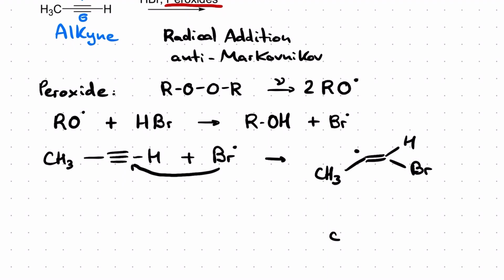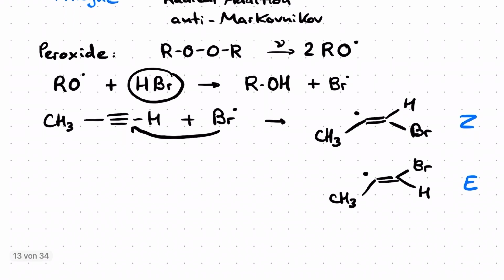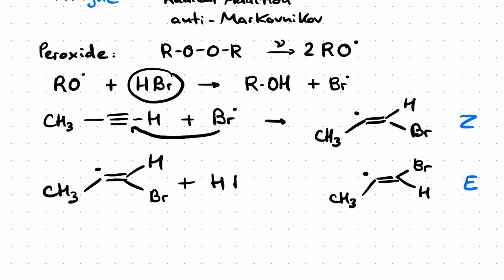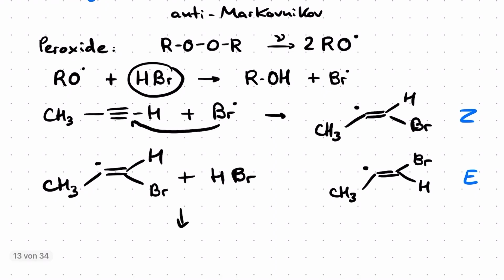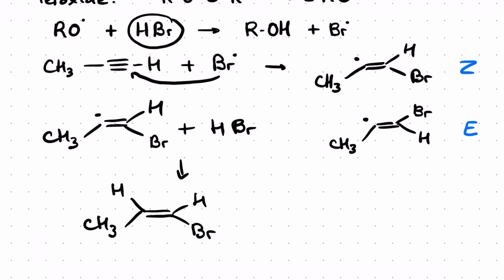Another thing is also very important. This radical can take a cis, or in our case Z configuration, as well as a trans, or in our case E configuration, with almost the same probability. That is why two different radicals are formed. And now each of them reacts with HBr, takes the hydrogen atom, and leaves a bromine radical.